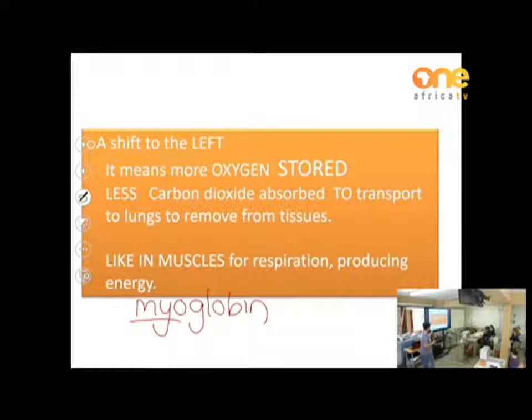Okay? And interesting, when you look at the fetus inside a mother's uterus, they will also have a shift to the left because they rely on their mother's oxygen. And they have the ability to store oxygen. Okay, so a fetus will have a curve to the left, and myoglobin, a protein in the muscles, will give you a curve to the left to store.